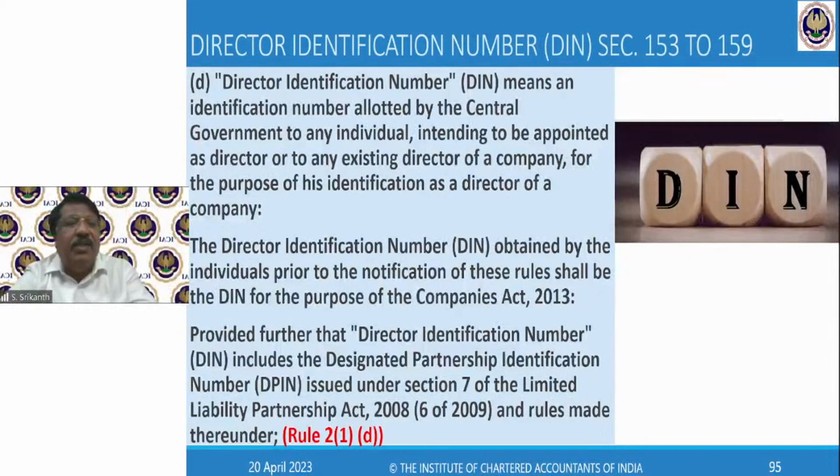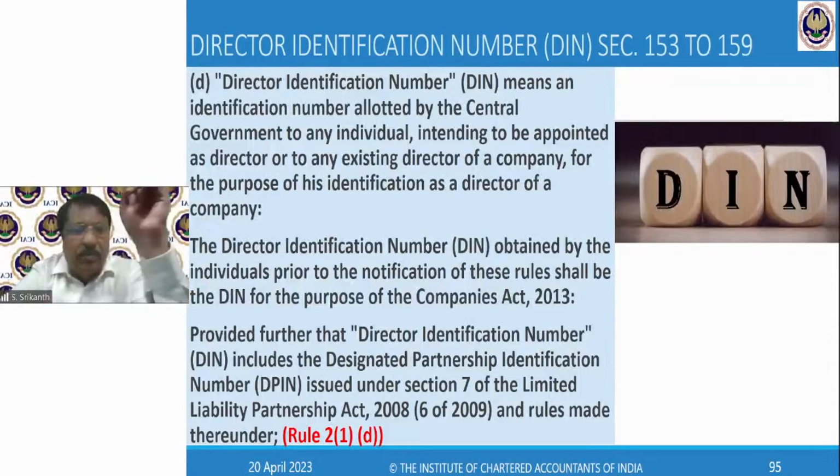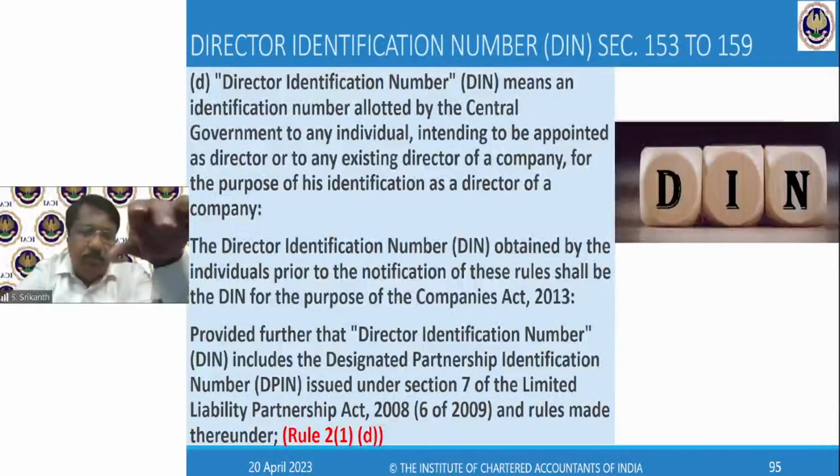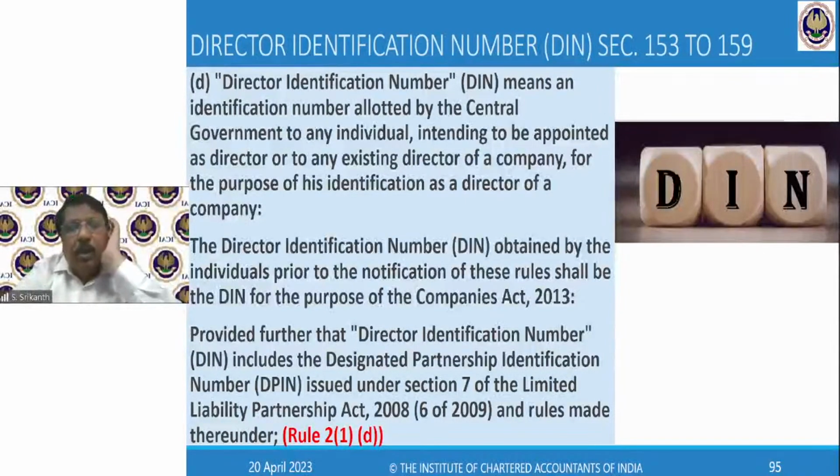DIN is an identification number allotted by the ministry, MCA, to any individual intending to be appointed as a director or to any existing director. Earlier also DIN was there under the old law. So such DINs are still valid. Then anybody coming in new would apply under this law and get a fresh DIN. Under the LLP Act, you have the designated partnership identification number, DPIN. So the same DIN is also the DPIN. If you have a DIN, that becomes the DPIN under the LLP Act.